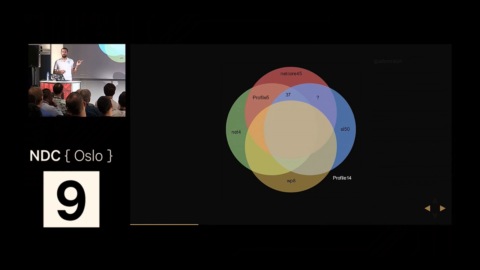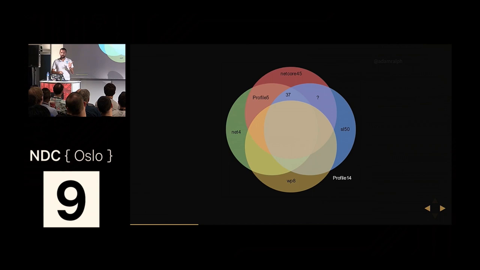Can anyone spot it? The clue's in the diagram. I didn't have a place to put Profile 14. See that? Because there's nowhere on this diagram where there is an intersection of .NET 4 and Sliverlight 5. Right? So it turns out that, and this is embarrassing for me because I did maths at university, I should know this stuff.